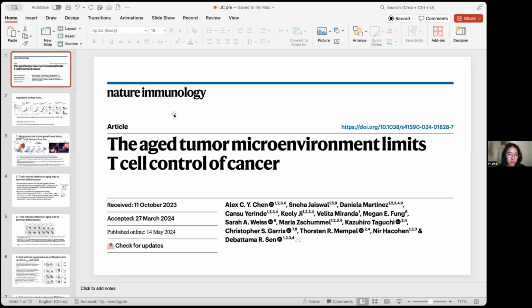Okay, so I'll be presenting this paper, which is called The Aged Tumor Microenvironment Limits T Cell Control of Cancer. So T cell is a very important immune cell that basically kills all the cancer cells and also the cells that got infected by virus and stuff. So the researchers want to know if aged microenvironment actually limits the T cells function.